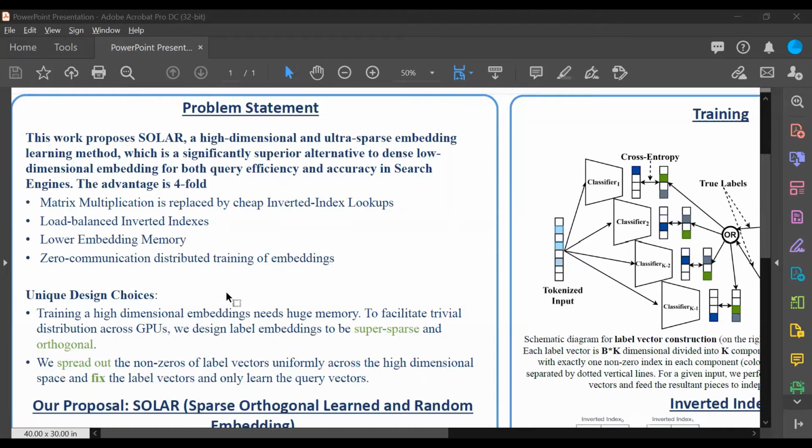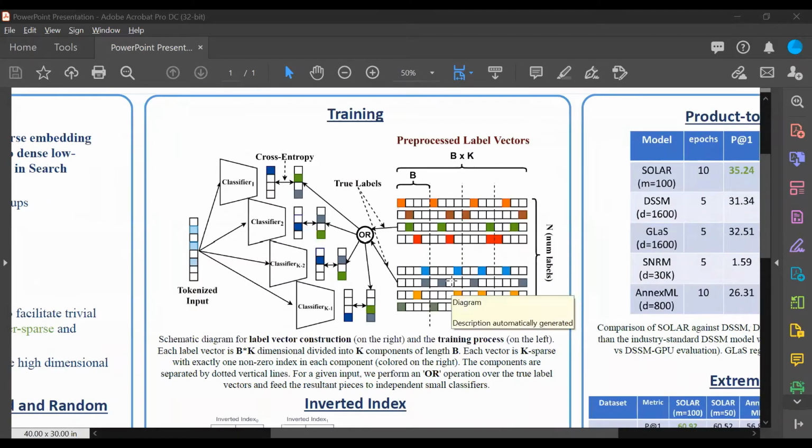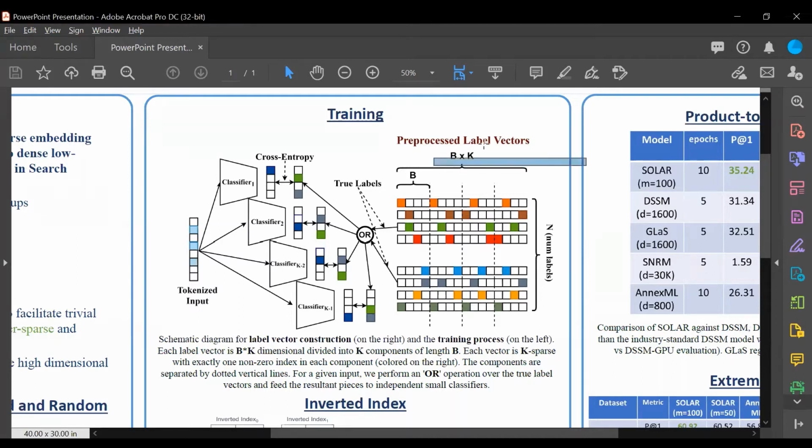So in Solar, we make a couple of unique design choices. First, we initialize all the label vectors in such a way that they have exactly k non-zeros, and we ensure that the k non-zeros are spread out so that we can easily break these vectors into k different chunks. As shown in this figure, the vertical lines are breaking up the label vectors into k chunks. Each of these chunks will only have one non-zero, and we train k independent models with the chunked label vectors. So this ensures two things.